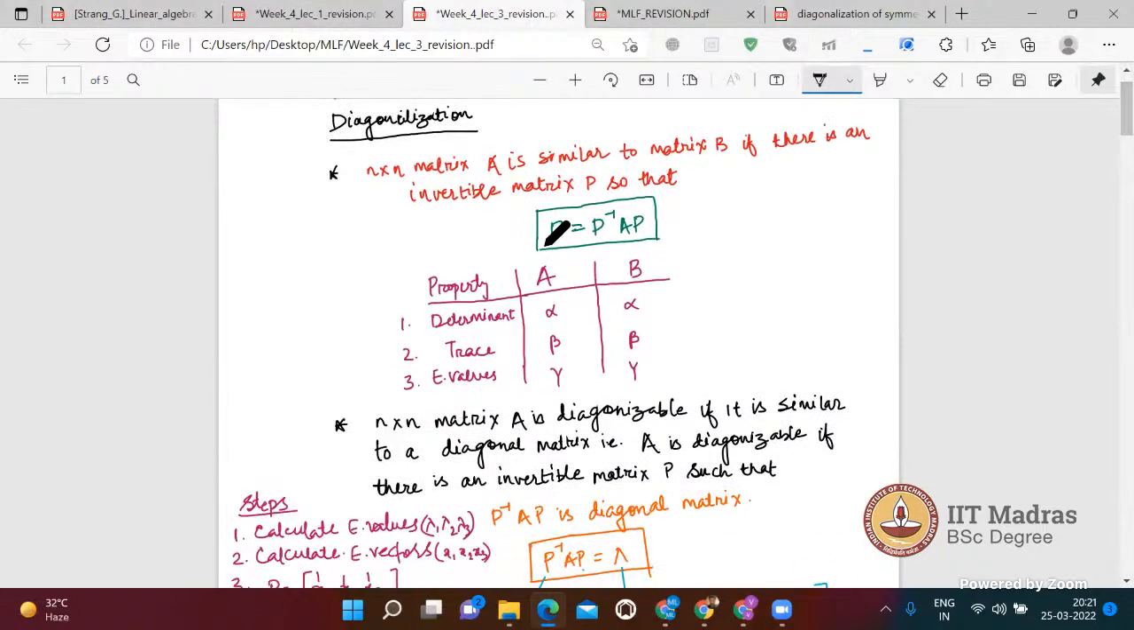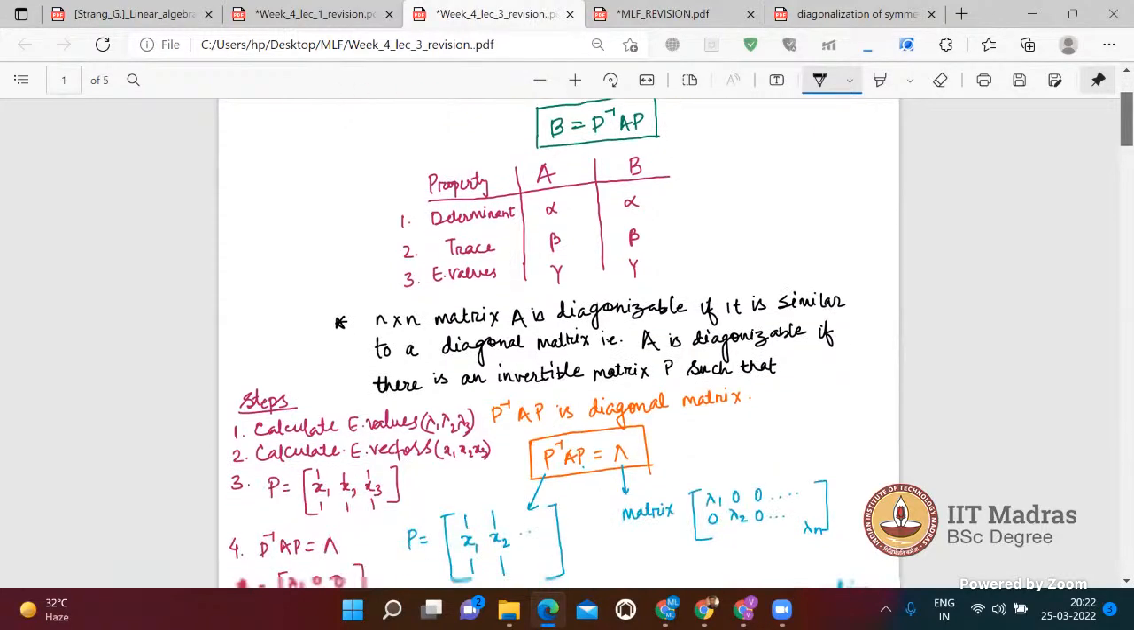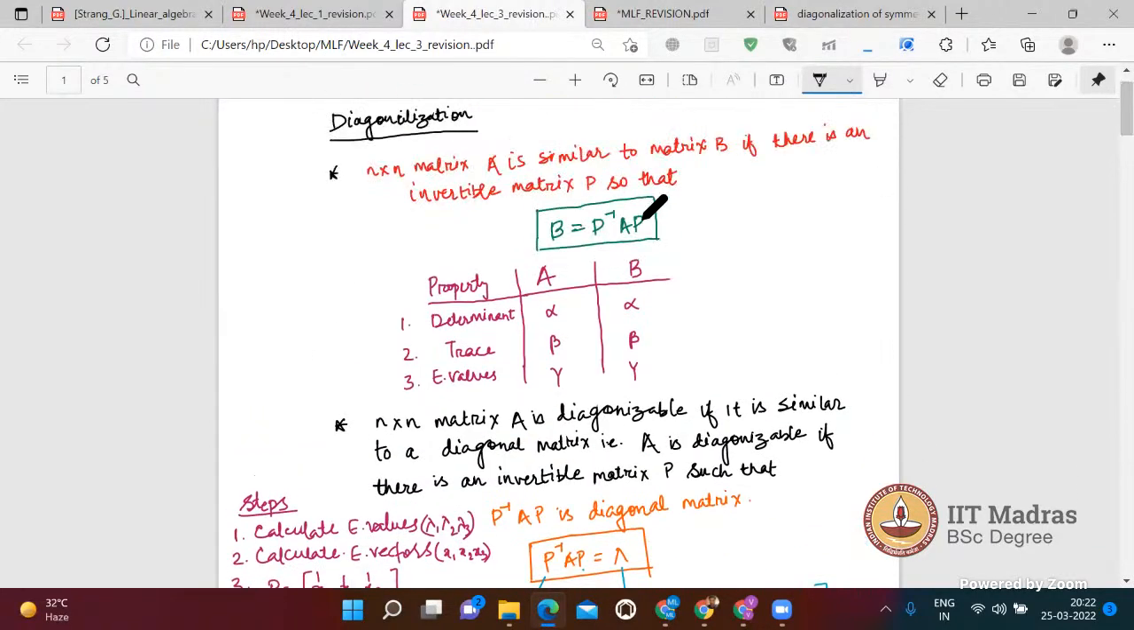And if we have to diagonalize that A matrix, and we are able to get some P inverse and P such that B equals the diagonal matrix of A, like B becomes a diagonal matrix, and that diagonal matrix consists of all the eigenvalues of A, then we can say we are able to diagonalize A. Okay, so this was the basic thing.